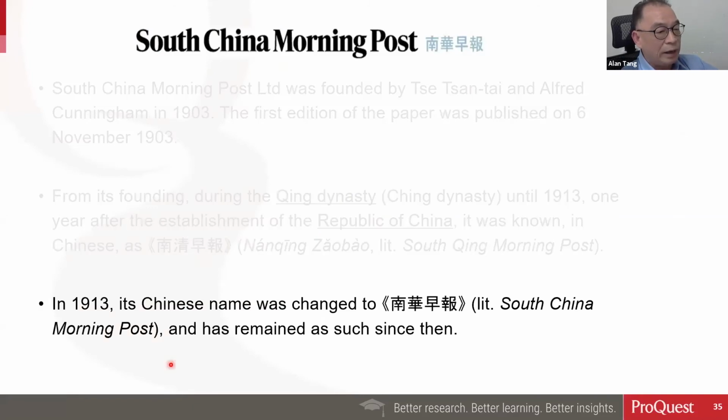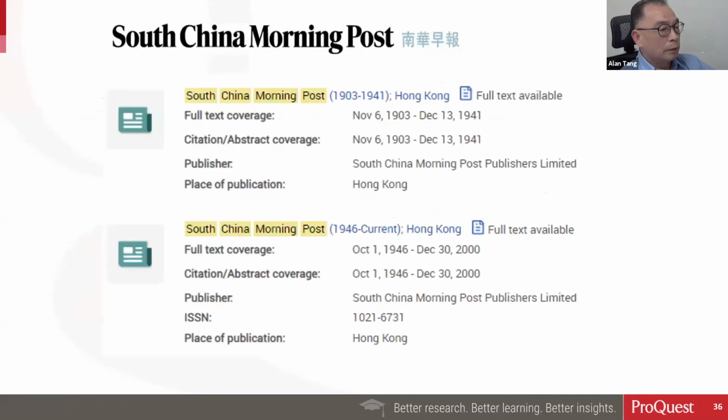It changed the name in 1913 and used the name South China Morning Post until then. And actually, if you search with the publication, it is divided in two parts because it ceased operation from 1941 to 1946 because of the Japanese invasion of Hong Kong.